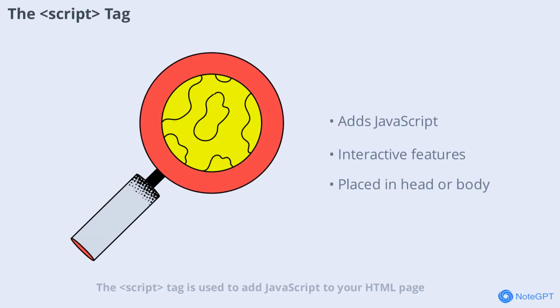The script tag is used to add JavaScript to your HTML page. Place it in the head or at the end of the body. Scripts make your website interactive, allowing you to add dynamic features like sliders, forms, or animations.